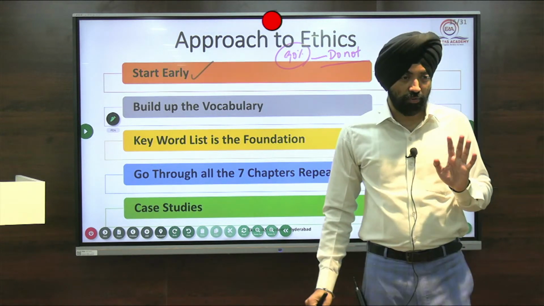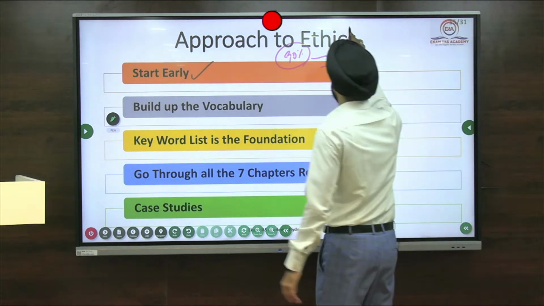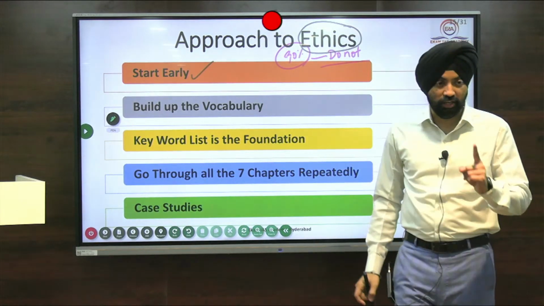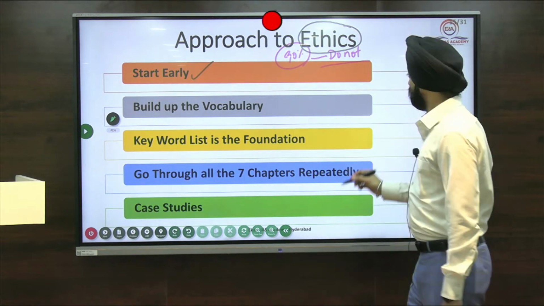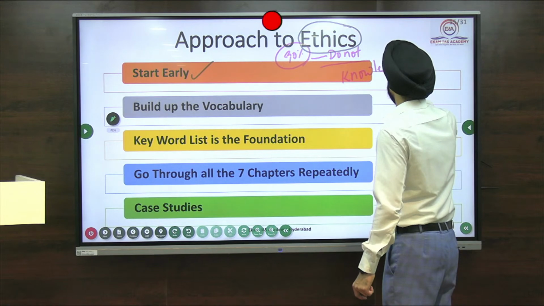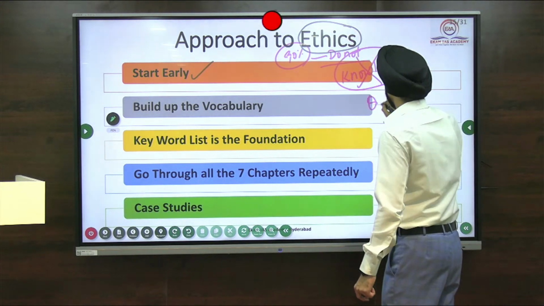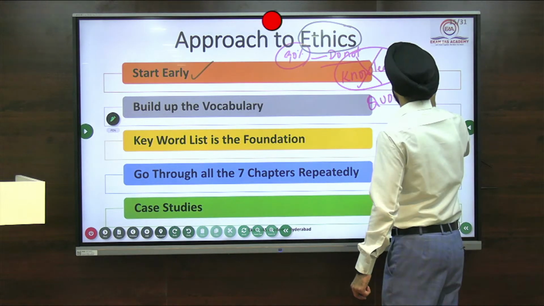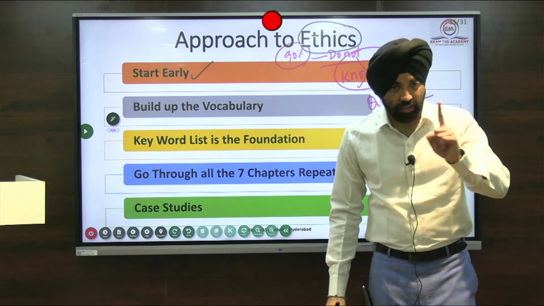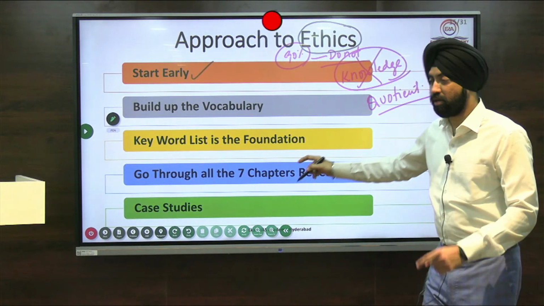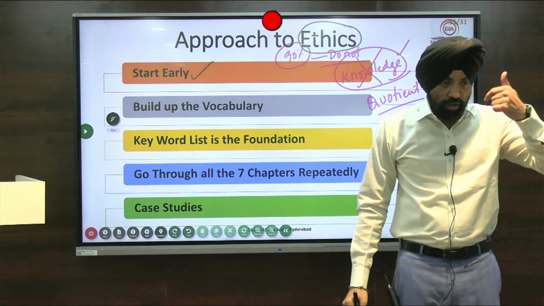If you have not prepared for ethics, see, this subject of ethics is so beautifully designed. It is not the test of your ethical knowledge. Please try to understand, there is a huge difference. It is not a test of your ethics knowledge. It is a test of your ethical quotient. It means you can write a good ethics answer even without any ethical knowledge, if you are inherently a very strong ethical person.